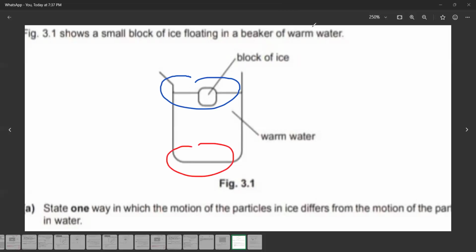If you heat from the side, what will happen? The hot energetic molecules will rise and they will escape. So it will not be an effective way of setting up a convection current. The effective way of setting up a convection current is to heat from the bottom or cool from the top.